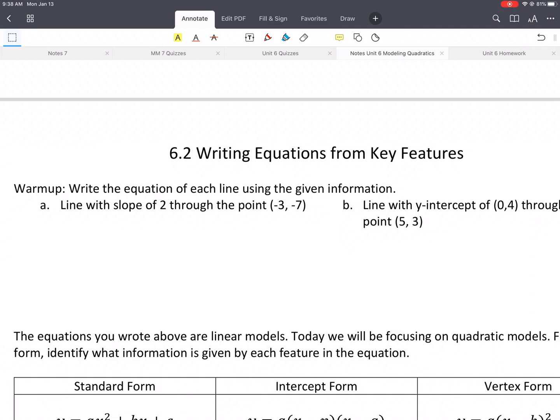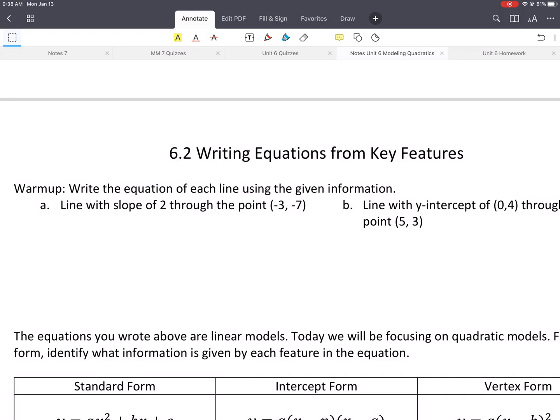All right, welcome. This is Secondary Math 2, writing equations from key features. So, we're going to start with a warm-up. This is something you did in Sec 1, Secondary Math 1, with linear equations. So it says write an equation of each line using the given information.